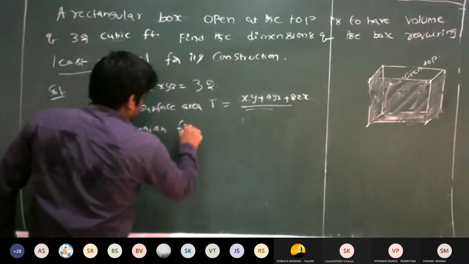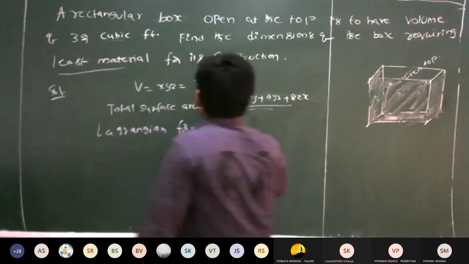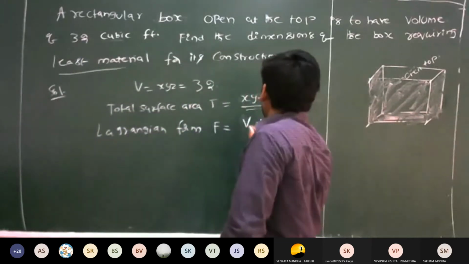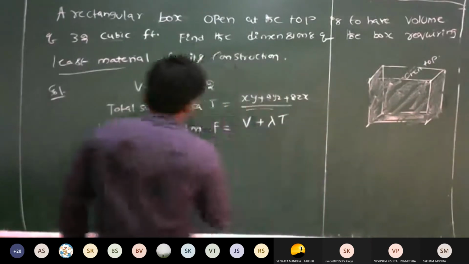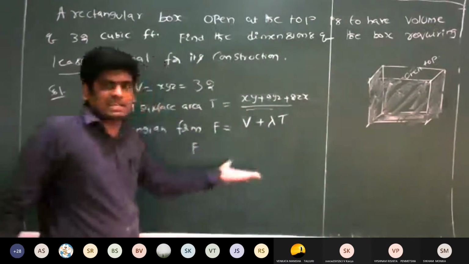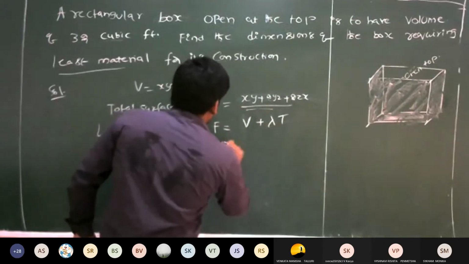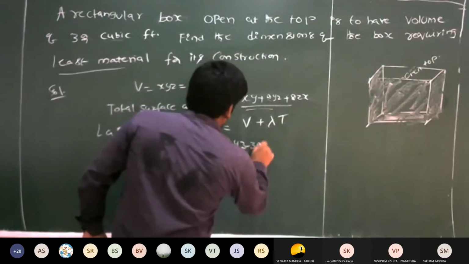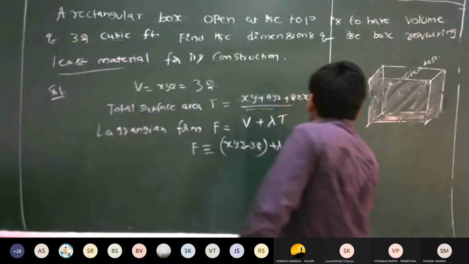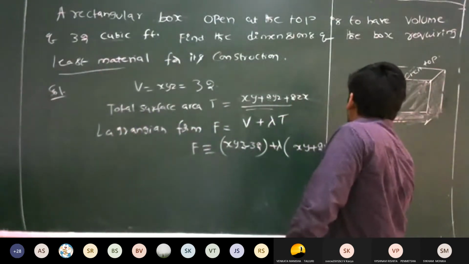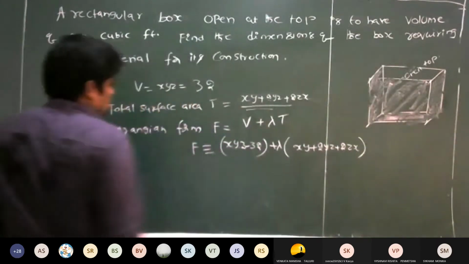Therefore, the Lagrangian form. Capital F is equal to V plus lambda into T. No problem, you can take F or G, it is not a matter. So F is equal to xyz minus 32 plus lambda into xy plus 2yz plus 2zx.